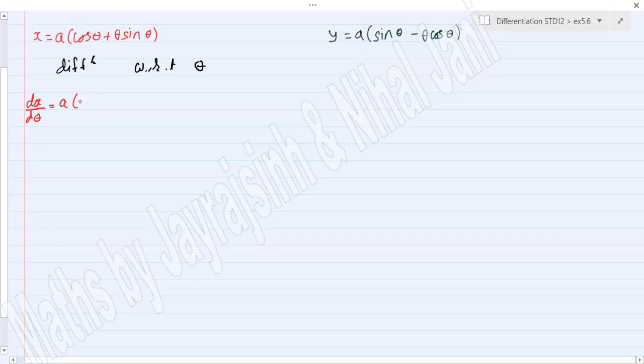Differentiation of cos theta is minus sin theta, plus in the second term we have multiplication of theta and sin theta, so we have to apply the multiplication rule. Your theta will be as it is, and we have to differentiate sin theta, which gives cos theta, plus sin theta will be as it is, and differentiation of theta will be 1. Now for further simplification, minus sin theta plus sin theta will cancel out, and we will get dx by d theta is equal to a theta cos theta.